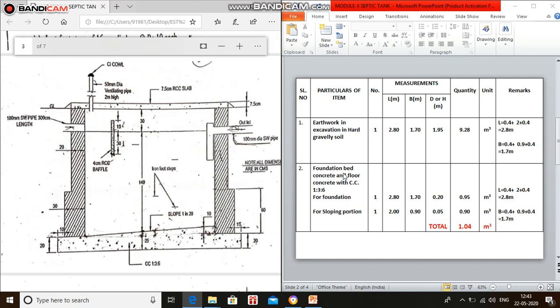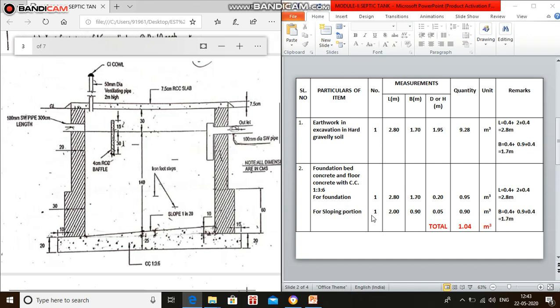Second one, foundation bed concrete and floor concrete with cement concrete 1:3:6. Here there are two portions. One is for the foundation, second one is for the sloping portion. Coming to the foundation, the number is the same, one number. The dimension remains the same, 2.8 meter. From here to here is 2.8 meter, and breadth remains the same, 1.7 meter, and thickness here is 0.2 meter.